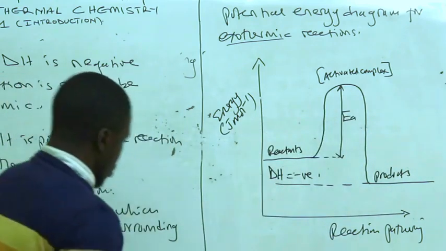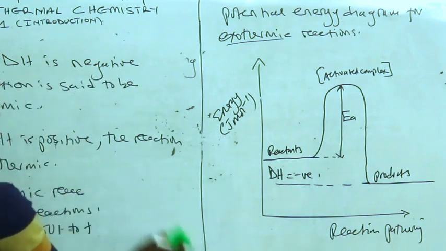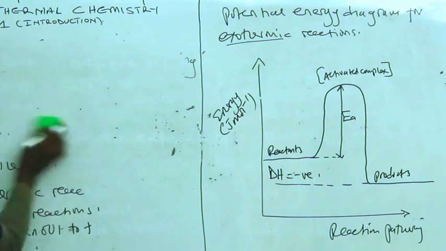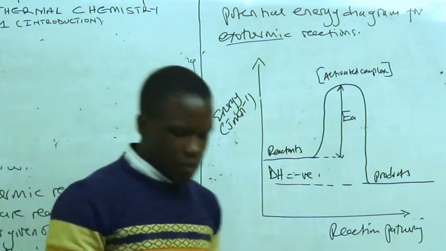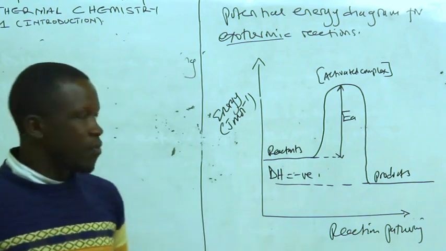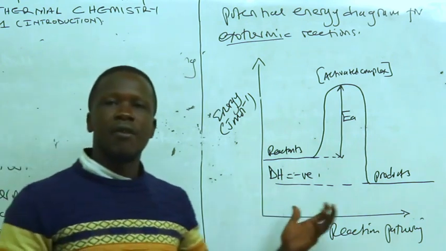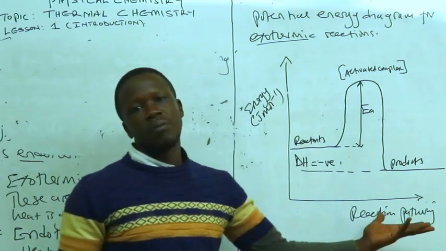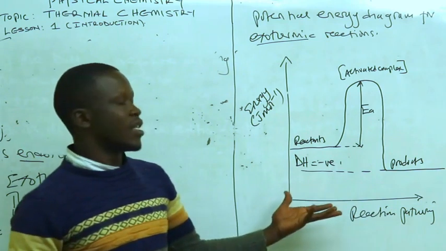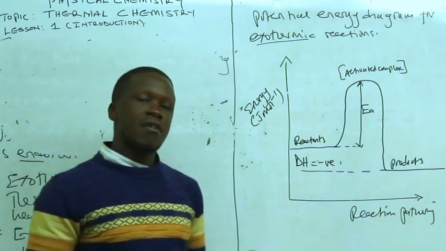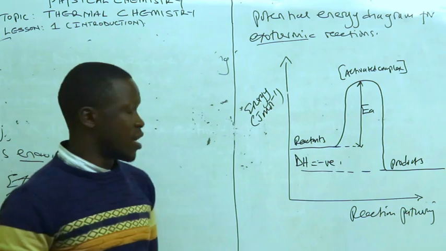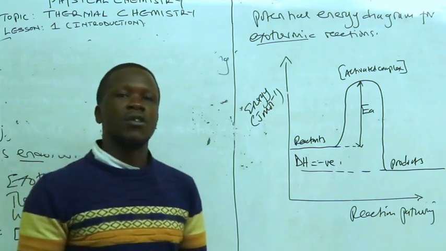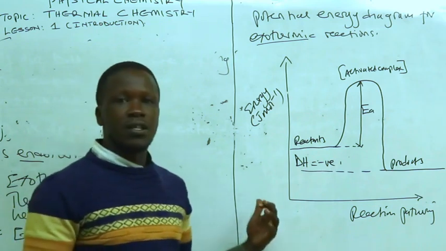And we could have a similar diagram for endothermic reactions. So in the next lesson, we shall be looking at the diagram for endothermic reactions, the potential energy diagram versus reaction pathway, the ones where the heat content of the products is higher than the heat content of the reactants.